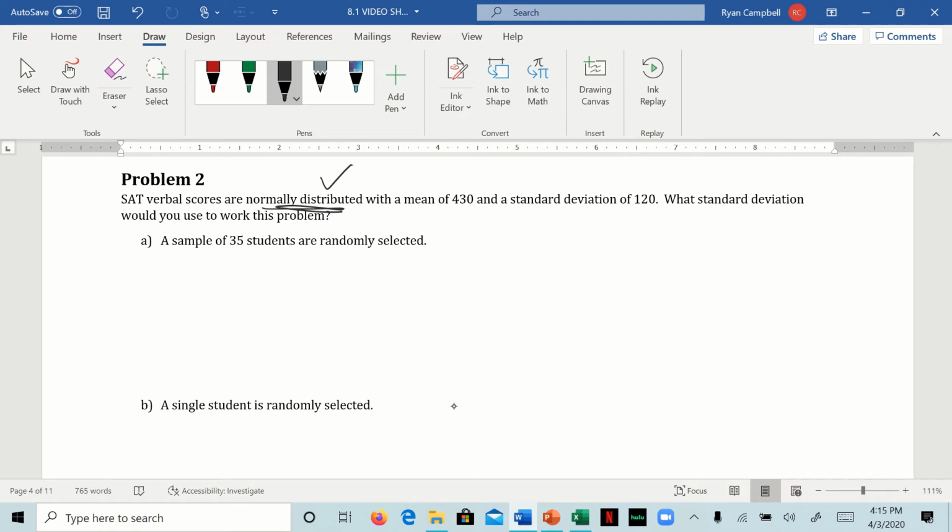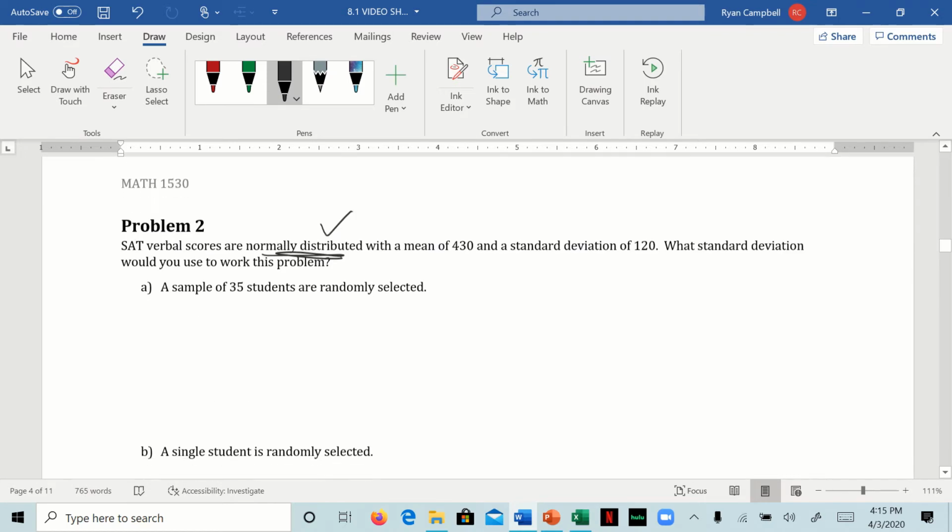So you have a sample of 35 students as randomly selected. So are we dealing with a group of people or with an individual? If it's a group of people, right, we're going to be dealing with the standard error, right, which is the standard deviation divided by the square root of n. This is for a group of people. If we're dealing with an individual, then this is just what we did from the other class, right, from the other lesson.